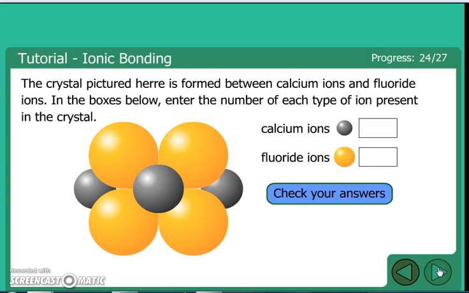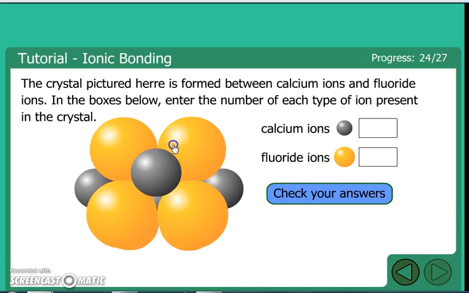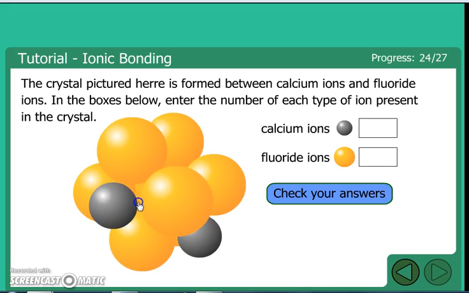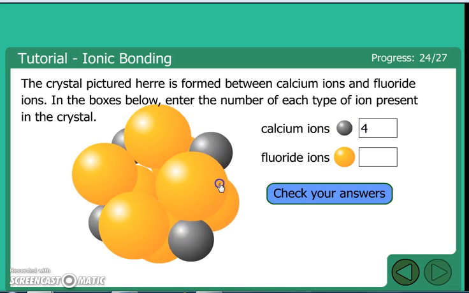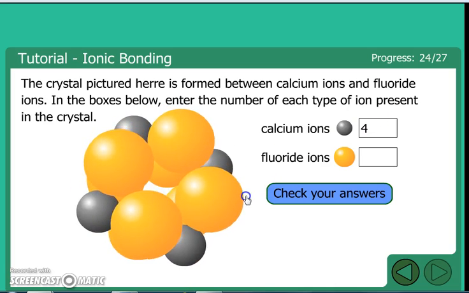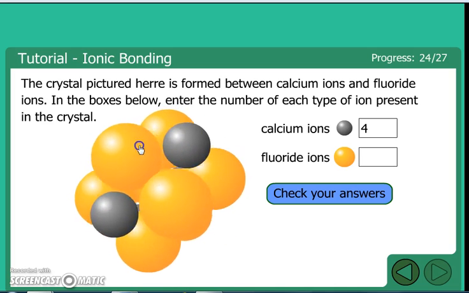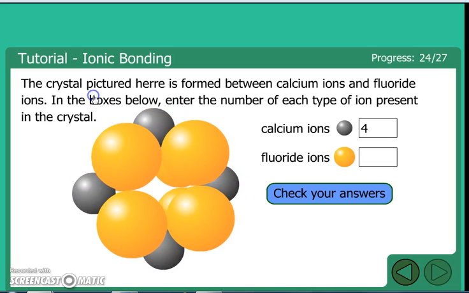The crystal pictured here is formed between calcium ions and fluorine ions. In the boxes below, enter the number of each type of ion present in the crystal. Okay, well, let's drag it around and count them. All right, the calcium ions are gray, so I see how many? I see 4. Okay, now let's count the fluorine ions. 1, 2, 3, 4, 5, 6, 7, 8.